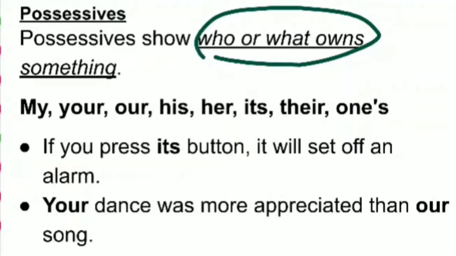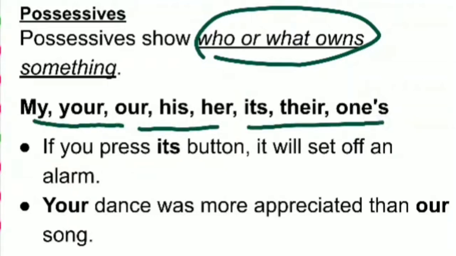like my, your, our, his, her, its, their, one's. These are the examples of the possessive determiners. See the example: if you press its button, it will set off an alarm. So here we are talking about a particular button. Here "its" is the possessive. It shows the ownership. It shows what it belongs to.